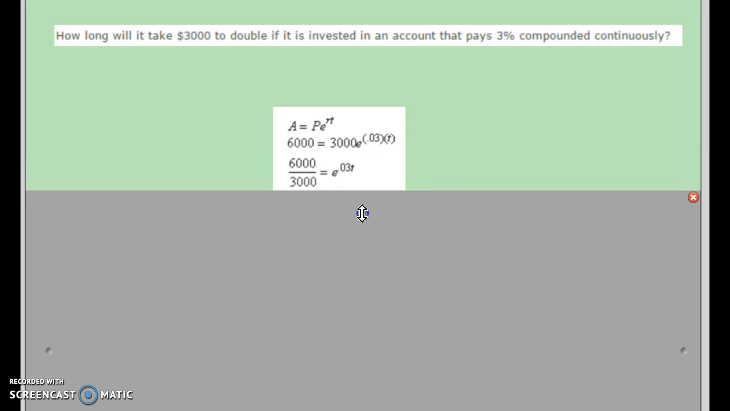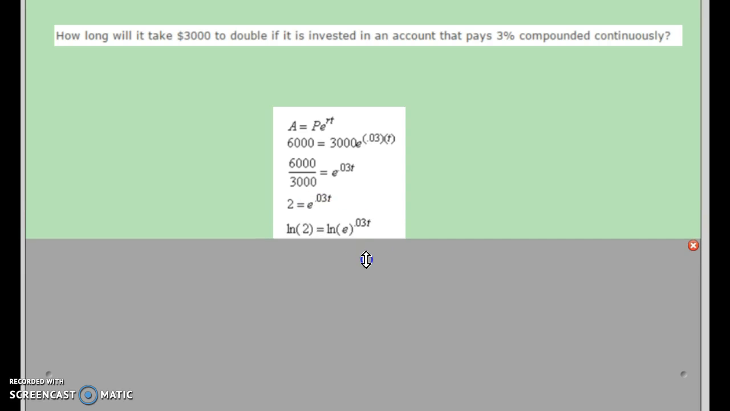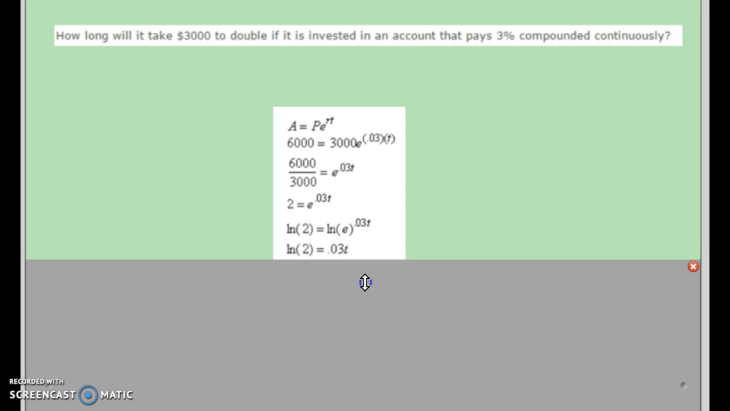Okay, so I want to get everything with the e by itself, so I divide both sides by 3,000, which gives me 2 equals e^(0.03t). Since I'm using e here, I'm going to be using my natural log, so I add my natural log to both sides. So I now have the natural log of 2 equals the natural log of e^(0.03t). Then I know with my properties of logs, if I have an exponent, I can pull that exponent out front. And I know that the natural log of e is just 1, so I can simplify that a little bit further without having to do as much math.